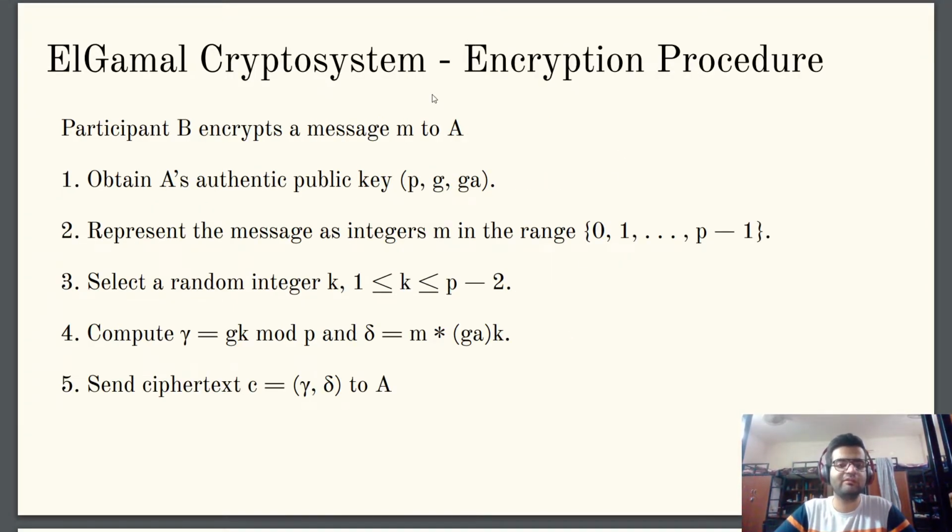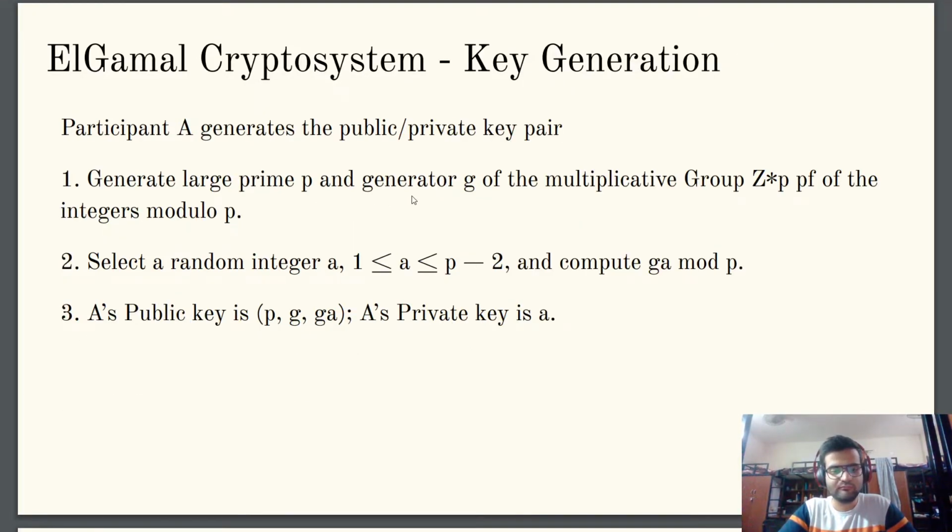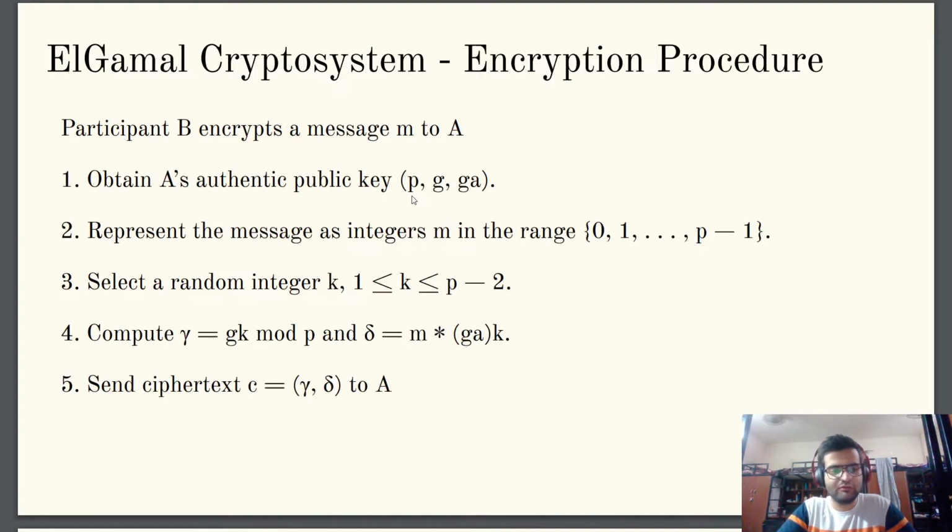So now coming to the second procedure, that is the encryption procedure. Participant B encrypts a message M to A, obtaining A's authentic public key. In the last step we saw that we have P, G, and G^A as the public key of A. Using those three elements, we will obtain A's authentic public key, which will contain the elements P, G, and G^A. Now we will represent the message as an integer M in the range 0 to P minus 1.